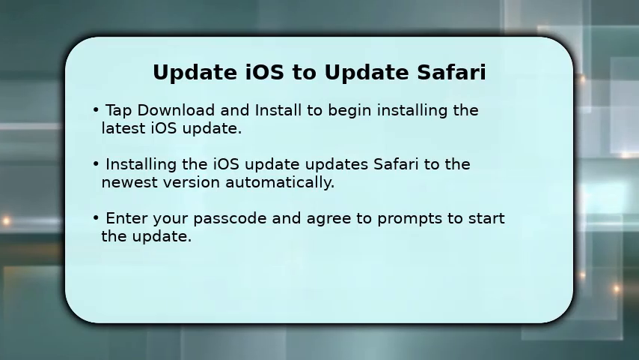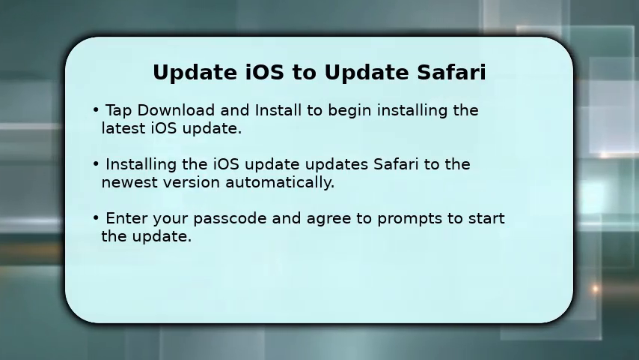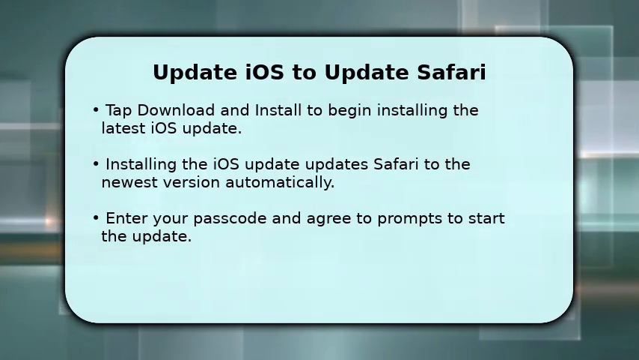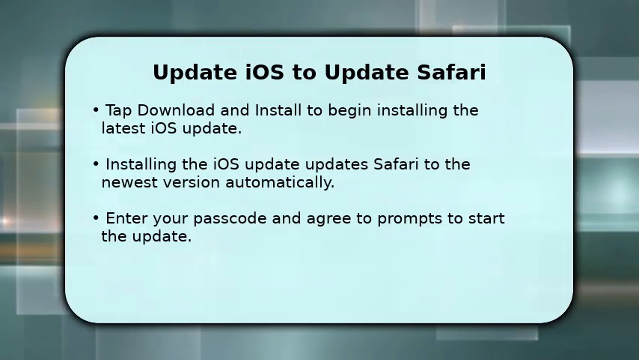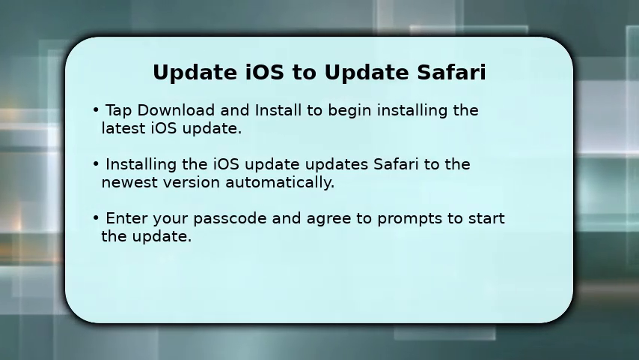Tap Download and Install on the Software Update screen when an update appears. Enter your passcode if prompted and agree to the terms to continue. The device will download the update and prepare the installation automatically.